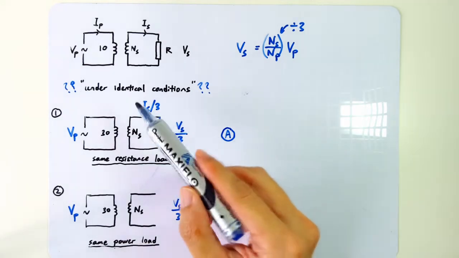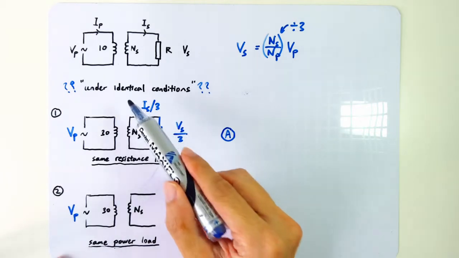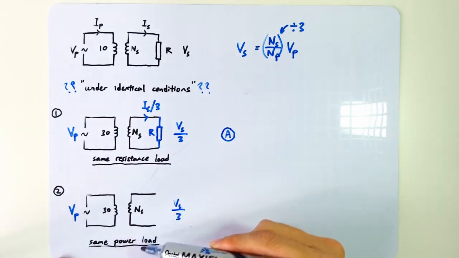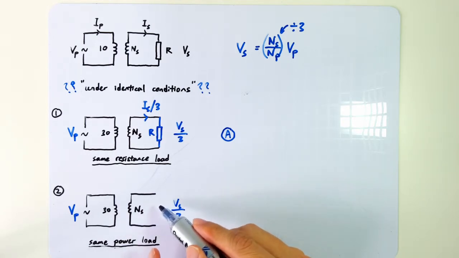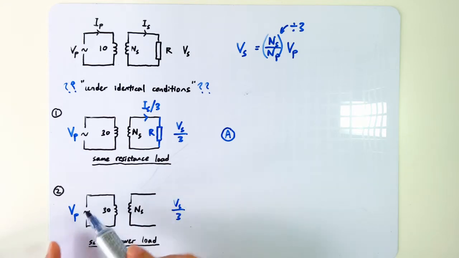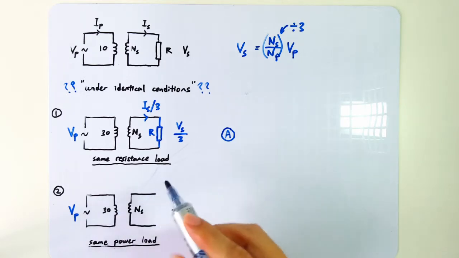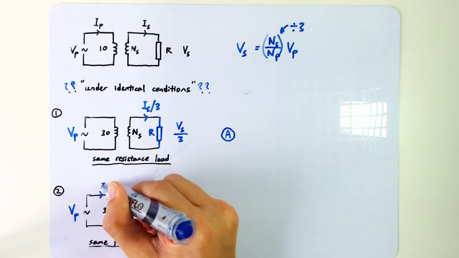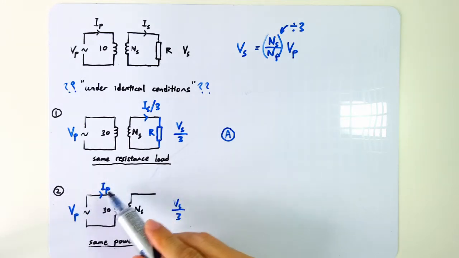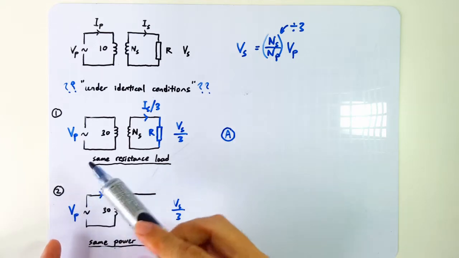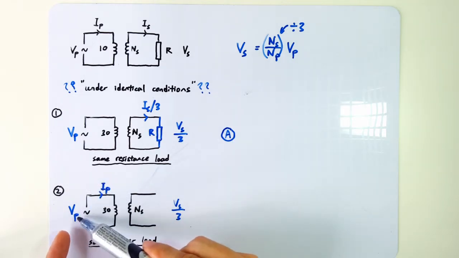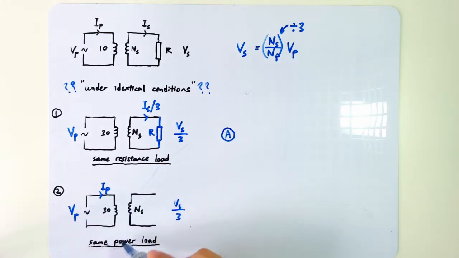Now, there's another interpretation: identical conditions means that it's the same power load, which means we are delivering the same output power to the load here. We are also drawing the same amount of power from the supply. So if we are drawing the same power, that means that the primary current must be the same as before, because the power drawn is just V times I, right? If we are maintaining the same primary voltage, then the primary current must still be the same, because we are saying that it's the same power output.